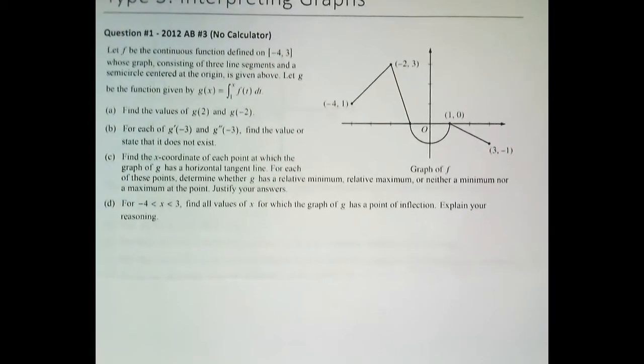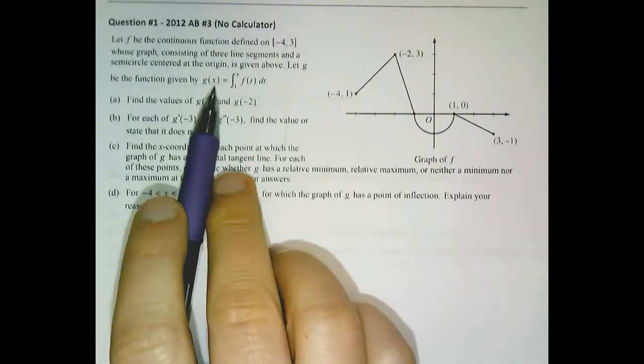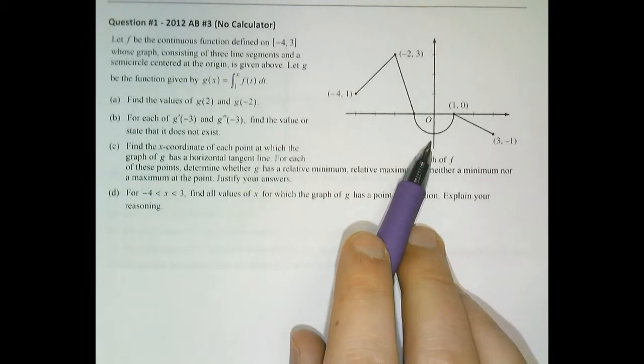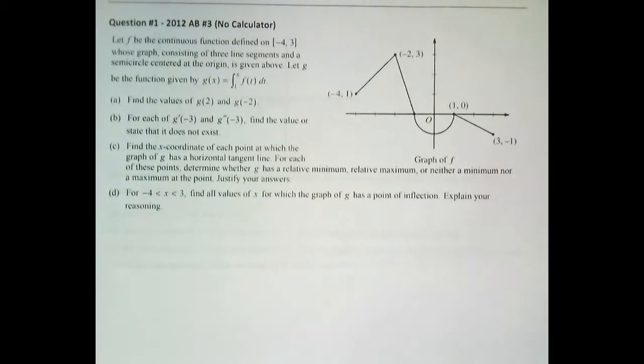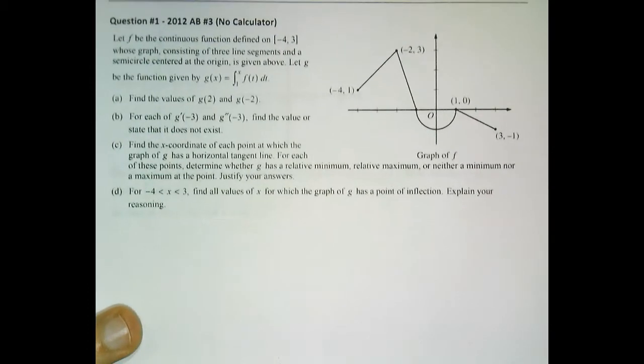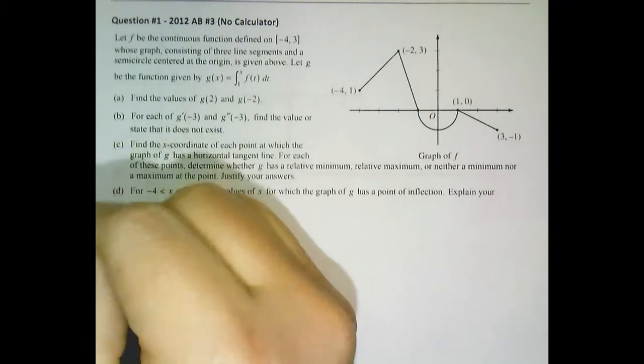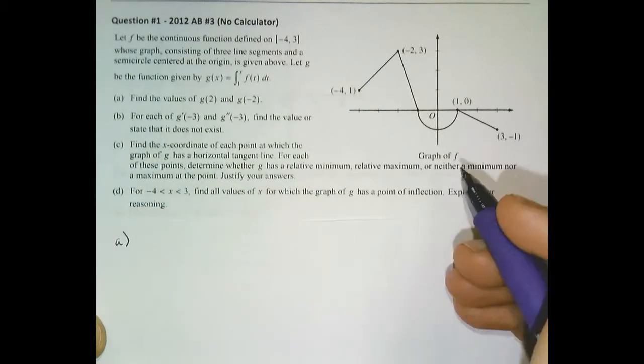This is pretty standard fare for type 3 graphs. You either have an integral defined function or they give you the graph of f prime. But all of our interpreting graphs statements hold. So let's start with part A. Find the values of g of 2 and g of negative 2.